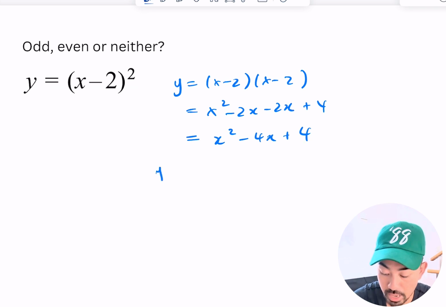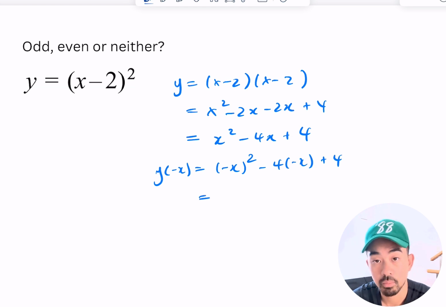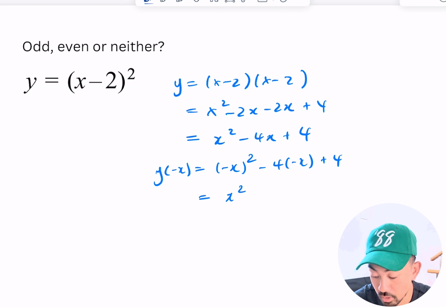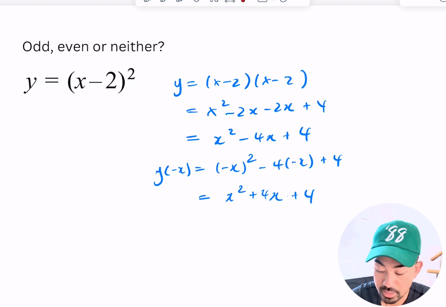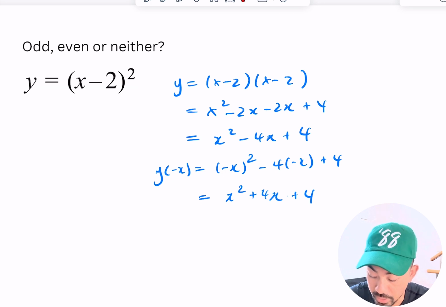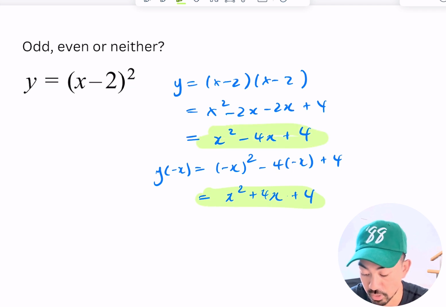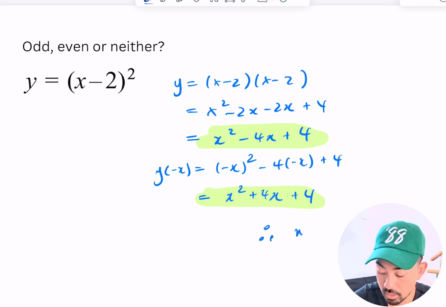Now we want to substitute y is equal to minus x into our function. So minus x all squared minus 4 times minus x plus 4. Remember, even power will be positive. Here you've got minus 4 times minus x, so that's plus 4x plus 4. Now see how this is our remaining function? What you want to do is compare this to what we expanded out here. So does this y of minus x equal our original function? Well, it's clearly not the same, and it's not the negative version. So this one will also be neither.